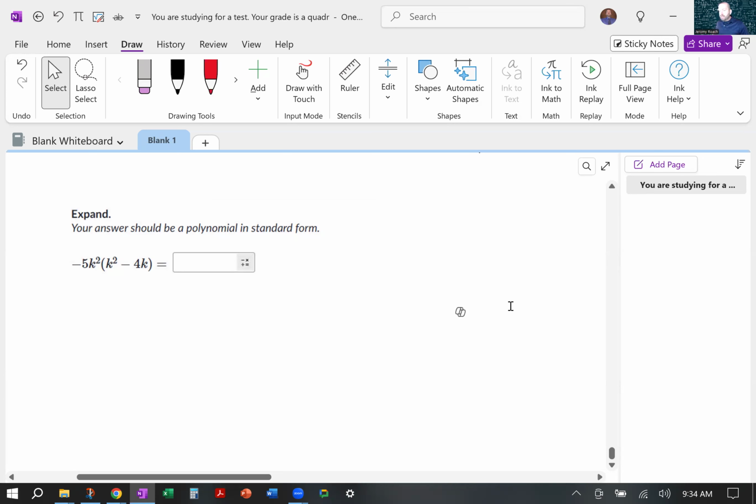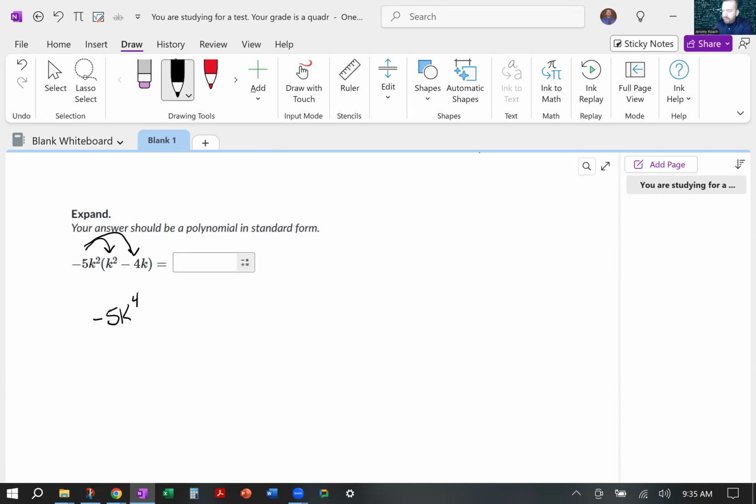So here we're going to expand these terms. We're just going to use the distributive property to do that. We're going to expand both of those. Negative 5k squared times k squared. When we multiply them with the same letter base, the exponents are added. So they're going to say minus 5k to the 2 plus 2, which is to the power of 4.